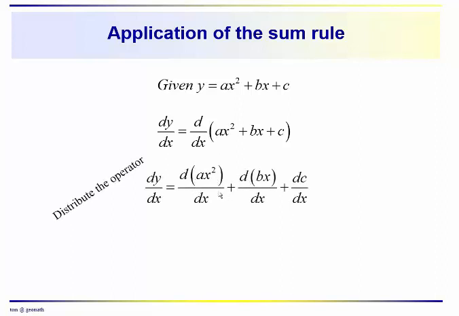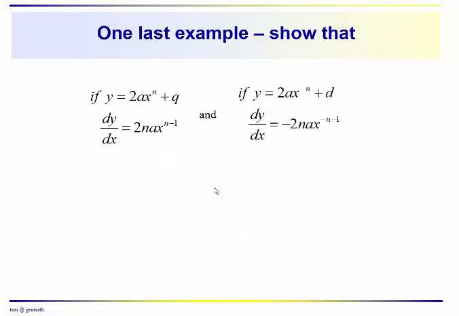We have the derivative of ax squared with respect to x, plus the derivative of bx with respect to x, plus the derivative of c with respect to x. And we end up with this derivative being equal to 2ax plus b. Fairly straightforward. So as a last example, if we have something like y is equal to 2ax to the n plus q, q is a constant, and unless you see q of x or b of x or d of x, we usually assume that these terms are constants.